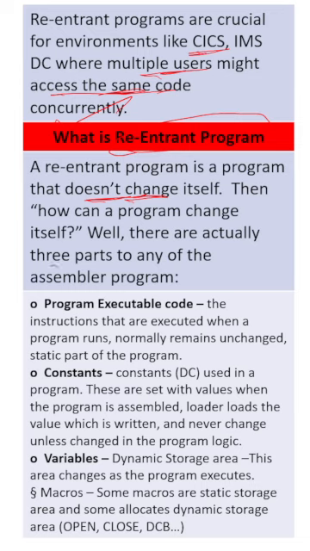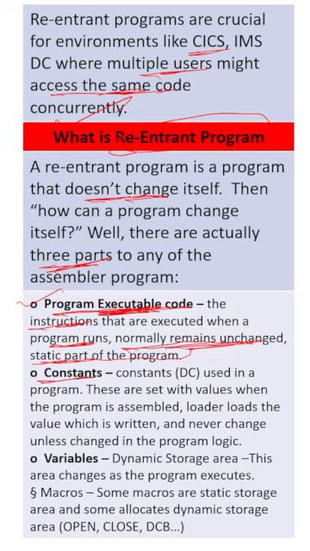It has three parts. First is the program executable code. This contains the instructions which will execute when a program runs, and normally remain unchanged. These instructions never change. You can say this is the static part of the program executable code.